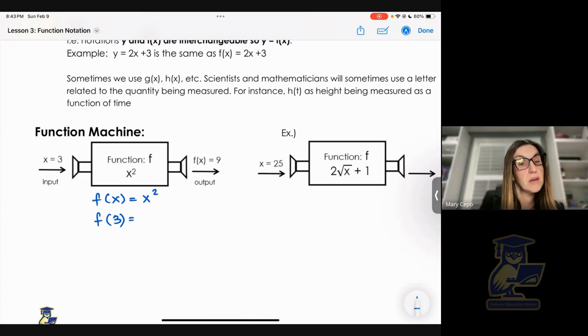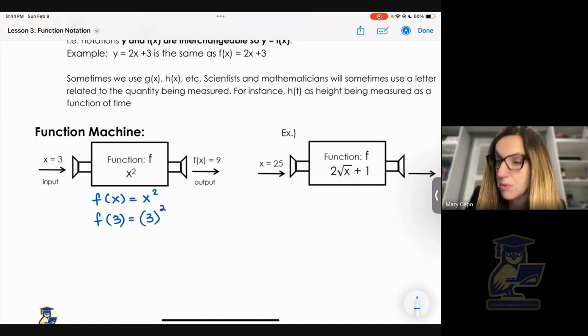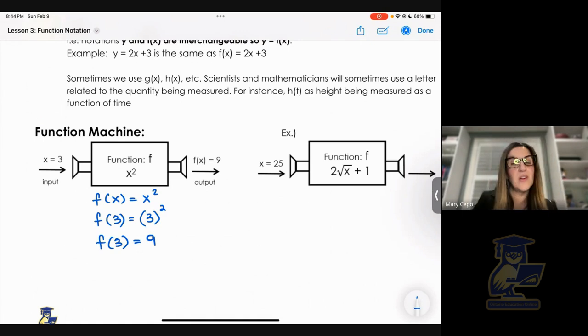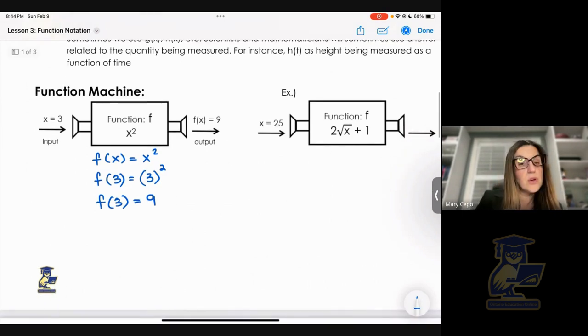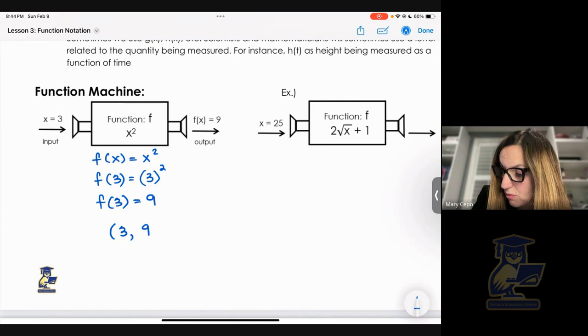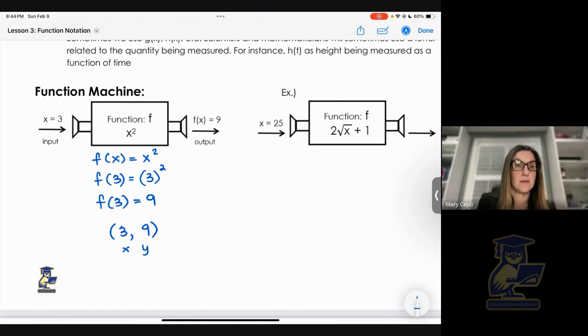Now we want to figure out what that output is. So we're going to substitute where we see x. We are going to replace it with 3. And then we're going to simplify. 3 to the power of 2 we know is 9, just as the function machine stated. So in simple terms, f of x equals x squared. If I put the input of 3 into that function, my output would be 9. So f of 3 is equal to 9, or we can say when x is 3, y is 9.